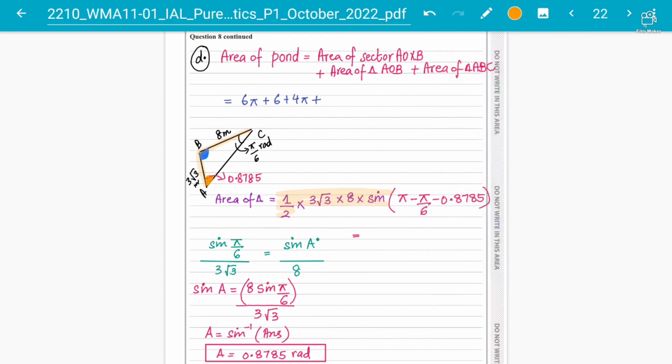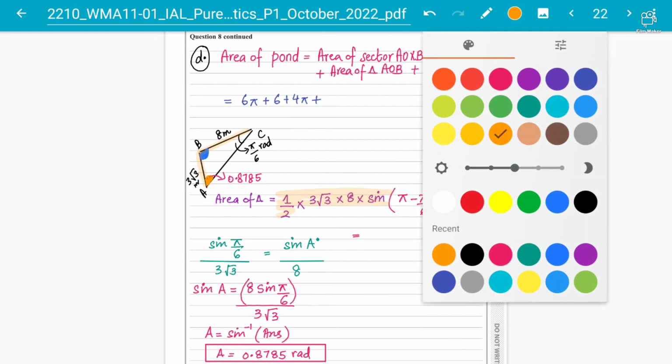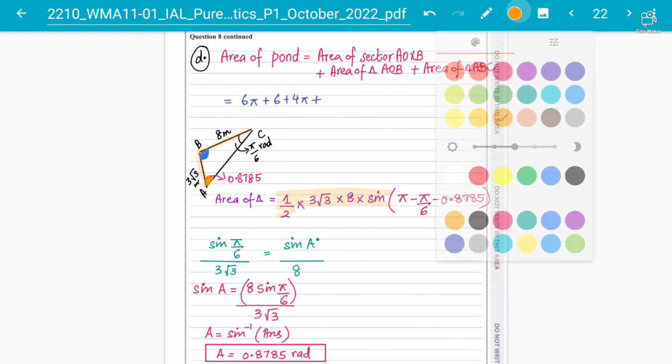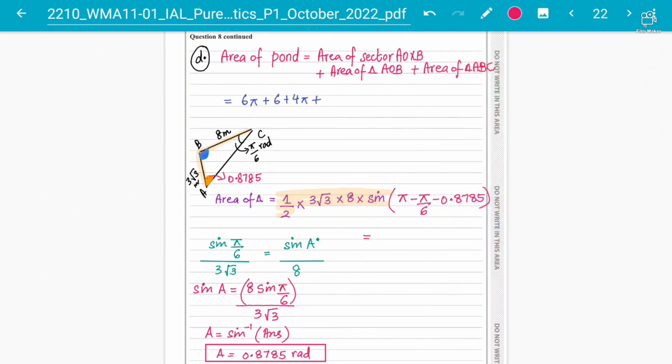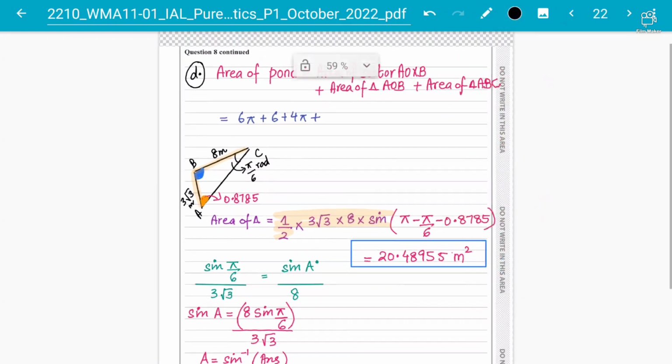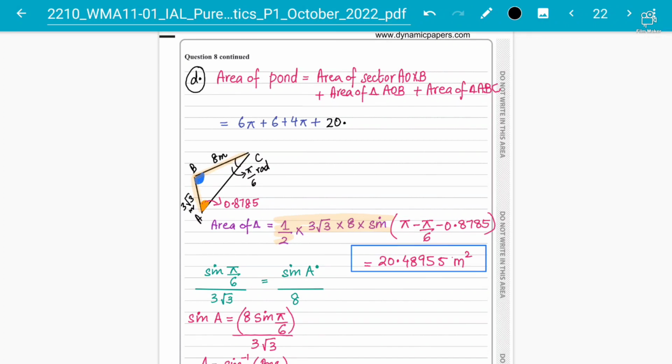So after doing that, we are getting the answer in the calculator, the area as 20.48955, and I'm just showing a lot of decimal places at the moment. So I'm going to place this here, 20.48955. Although I can round off, and it's better to round off to 20.5, I'm trying to get as much accuracy as possible. So I'm going to give 20.4895 meter squared.